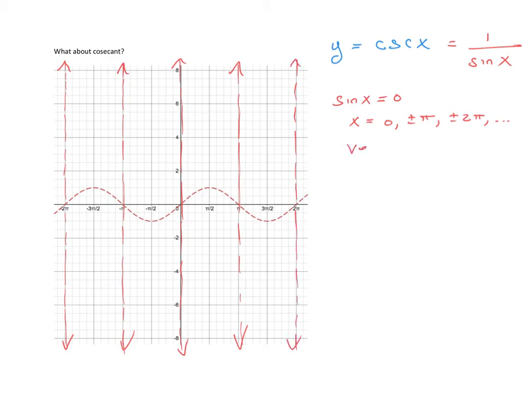Okay, so let's note that these are vertical asymptotes. Now, what does the graph look like where it is defined? So not at places like 0, pi, or 2 pi. Like what's happening in between here and here? What does the graph of cosecant of x look like?